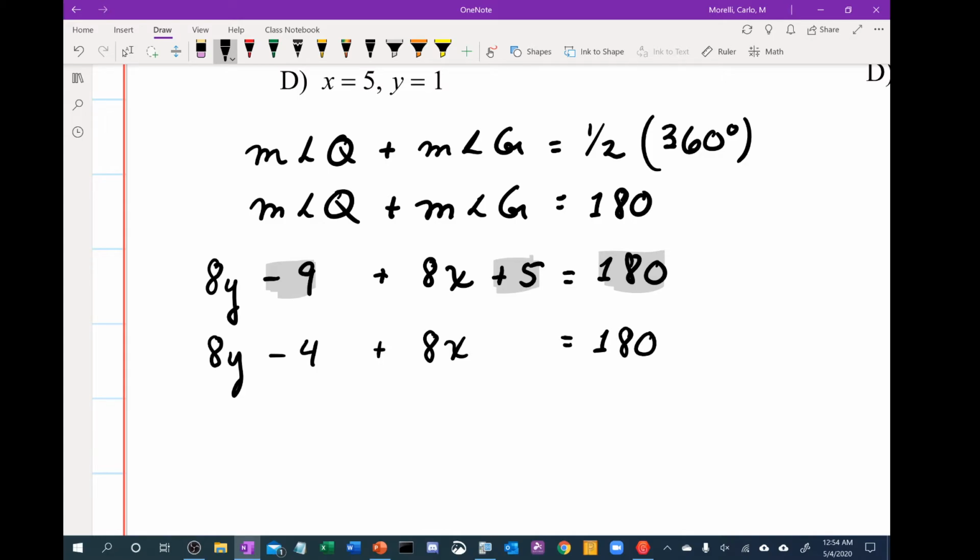Okay. And now we can combine like terms with the -4 and the 180 by doing plus 4 on both sides, plus 4. Okay, so that cancels out here. And we have 8y plus 8x equals 184. And that's part of our system. Okay, so that's one part of the system.